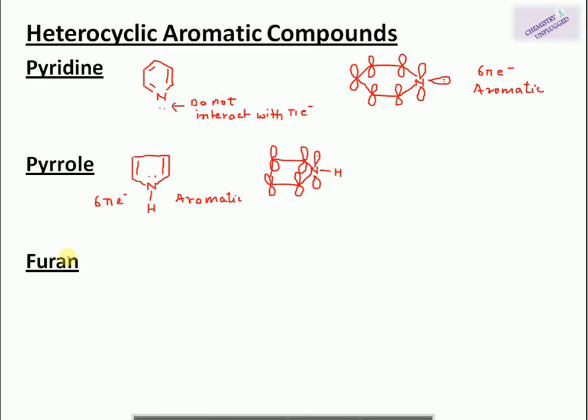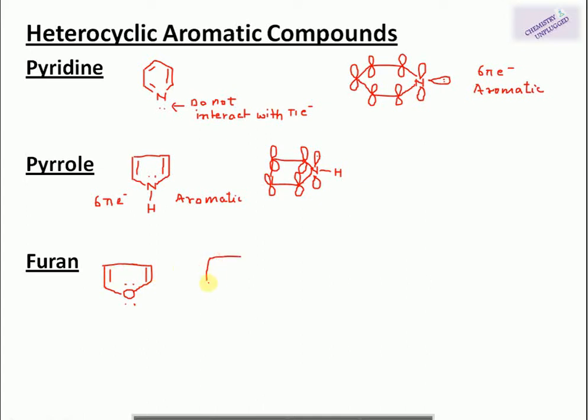Furan has an oxygen atom in a 5-membered ring, and we have a 4 pi electron system and 2 pairs of lone pairs present on oxygen. How will they contribute towards its aromaticity?